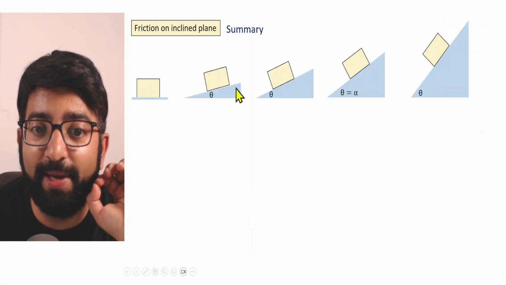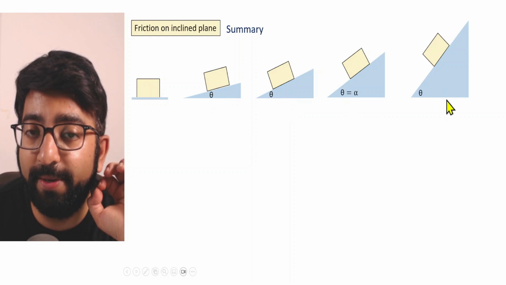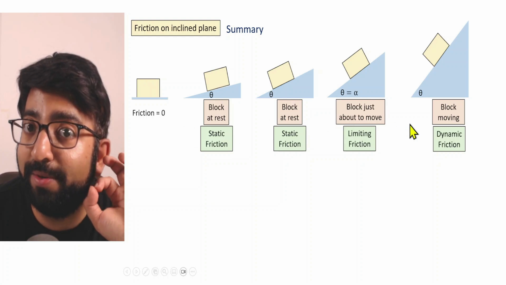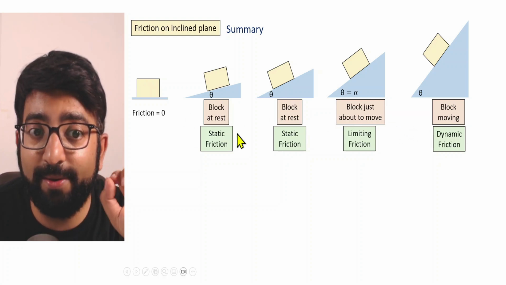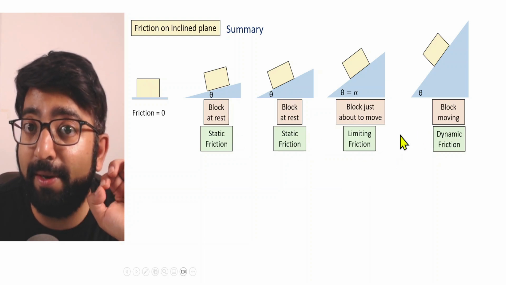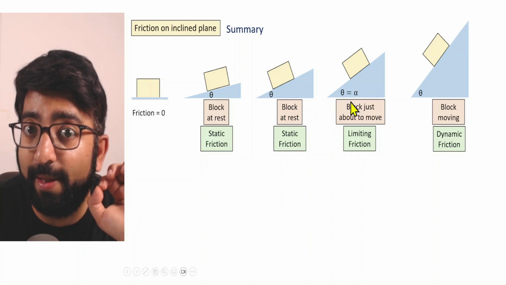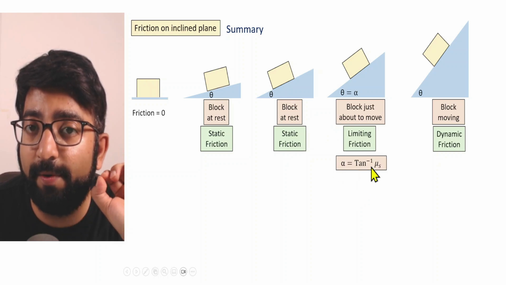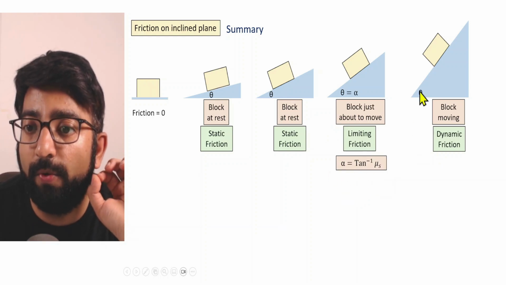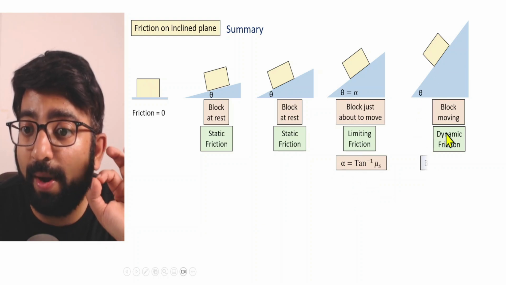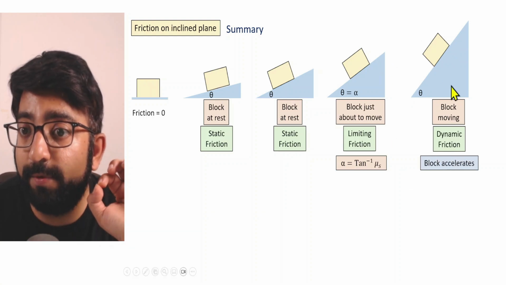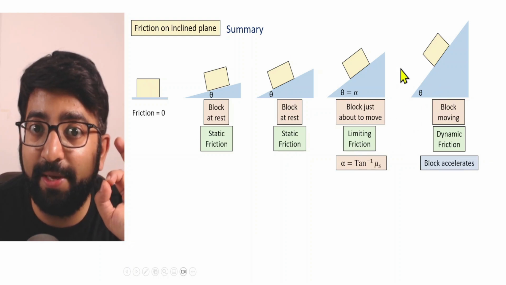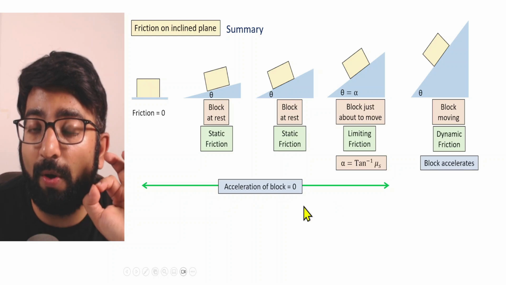And now let us quickly summarize what we have discussed so far. Look at all these cases where the angle of inclination of the inclined plane keeps on increasing. Depending on that angle, either the block is at rest, or the block is just about to move, or the block is actually moving. Depending on that, the friction acting on the block is either static, limiting, or dynamic friction. And we have deduced that the value of alpha when the block is just about to move is called the angle of repose, and the expression for that is tan inverse mu s. And if we go beyond the angle of repose, theta greater than alpha, then the block is going to accelerate down the inclined plane. So acceleration of the block will only happen if theta, the angle of incline, is greater than alpha. But in all the previous cases, the block is at rest. The acceleration of the block is equal to 0.